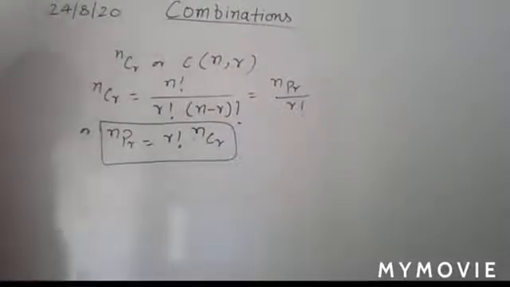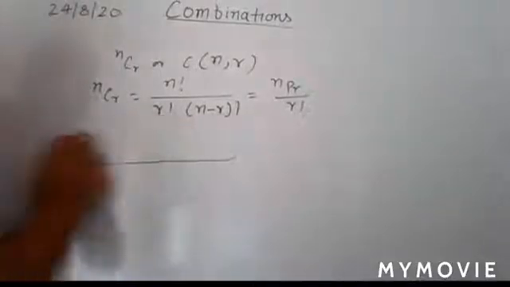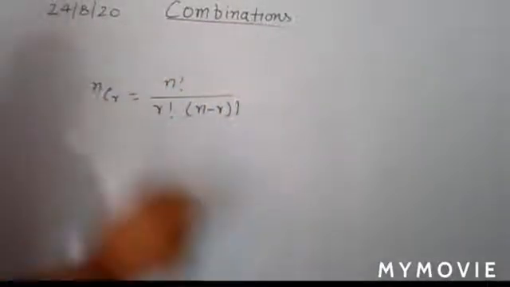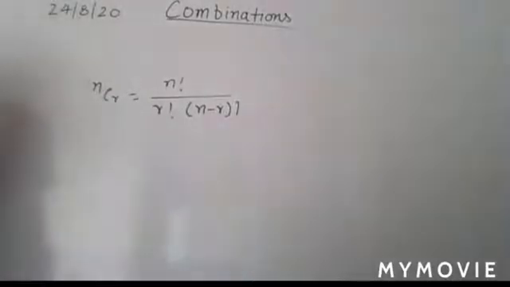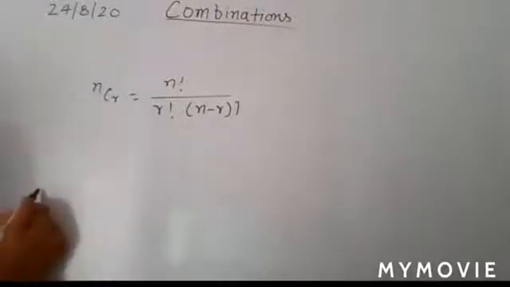Here one thing: in case of combination, only the selections can be made, and with the help of this formula you are trying to find some results. If you know the formula for nCr, it means the selection of r objects out of n distinct objects.